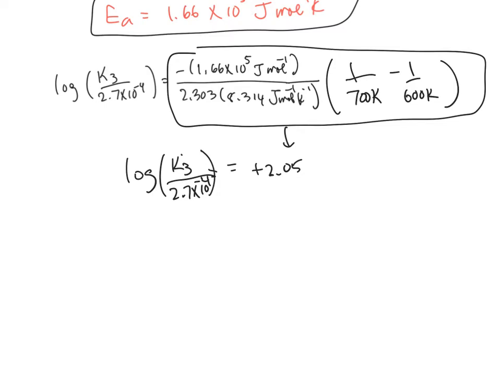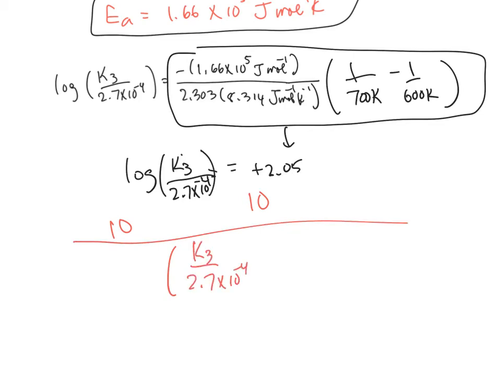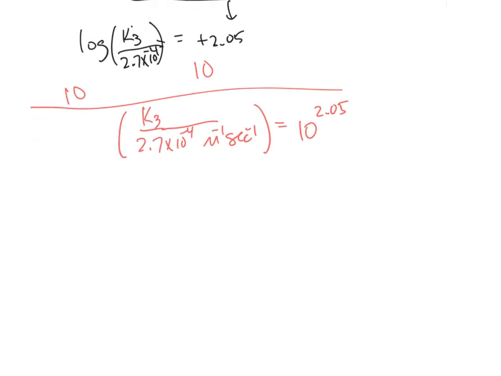So now we're going to take the inverse log, or the anti-log. 10 to the logarithm of the something is the something. So this is K3 over 2.7 times 10 to the minus 4, molar to the minus 1, seconds to the minus 1. This is 10 to the positive 2.05. So you learn how to do that in your calculator. K3 then is equal to, this part right here is 112.